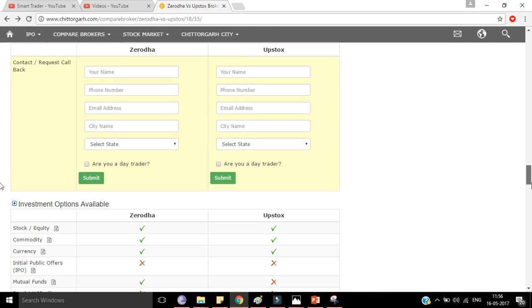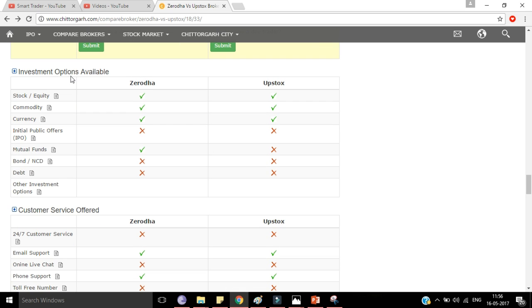Now going to the next part. Investment options. So do they provide any investment options like stock equity? Yes, both provide an option. Commodity, yes. Currency, yes. IPO, initial public offers, no. Mutual funds, yes. Zerodha provides a very good feature for mutual funds, whereas Upstox doesn't provide this. Because both are discount brokers, they do not provide bonds, debt, nothing. But I think Zerodha is slowly entering into mutual funds. I think in future days it will come with initial public offers also. So I think Zerodha is slowly building up its competition.